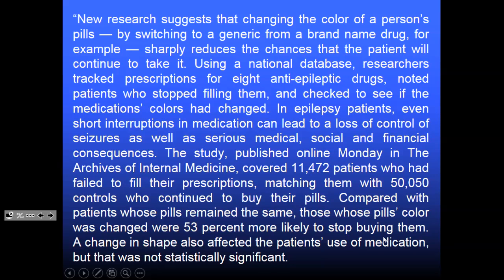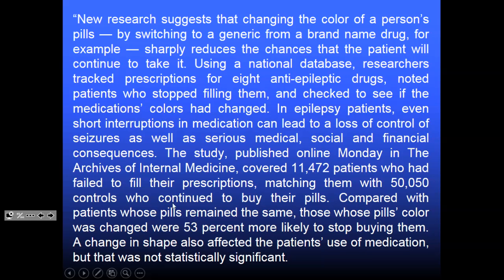I thought this was interesting. I came across this a while back. New research suggests that just changing the color of a person's pills by switching to a generic from a brand name drug, for example, sharply reduces the chance that the patients will continue to take it. Using a national database, researchers tracked prescriptions for 8 anti-epileptic drugs, noted patients who stopped filling them, and checked to see if the medication's colors had changed. In epilepsy patients, even short interruptions in medication can lead to a loss of control of seizures as well as serious medical, social, and financial consequences.